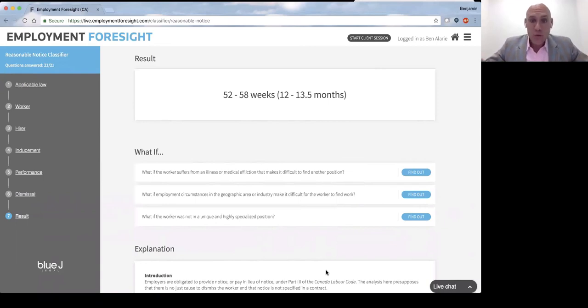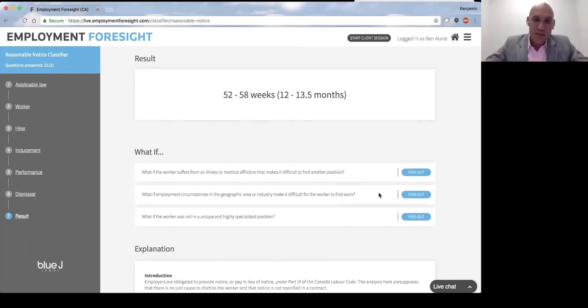Okay, one of the cool things here, as I mentioned, is that you can go back and do different kinds of sensitivity tests to see what if certain things were different about the situation here? One question would be, what if the worker suffers from an illness or medical affliction that makes it difficult to find another position? I can one click, I can find out, and it'll take all of the facts, change that one fact, and give me a new prediction.